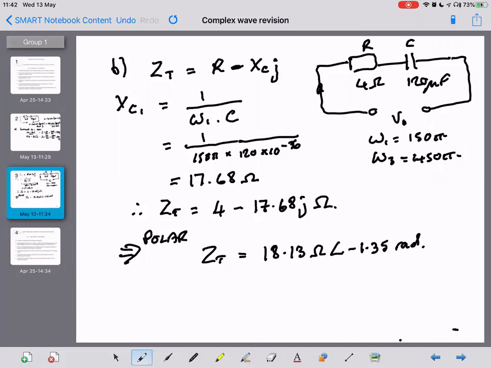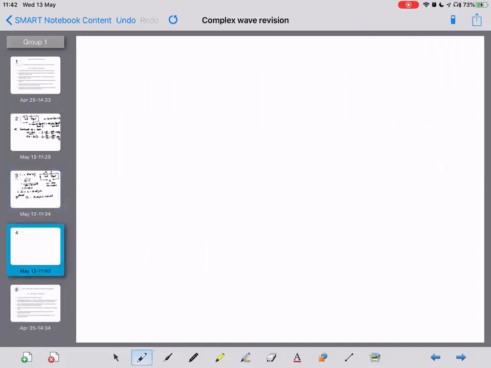Okay, I'm going to move on to part C now. Part C says find the current due to the fundamental. Up to now, if you get all that right, you'll have earned 6 marks. So show using suitable calculations that the current due to the fundamental is 30.89 sine 150 pi t plus 1.35 amps. So how are we going to do that?